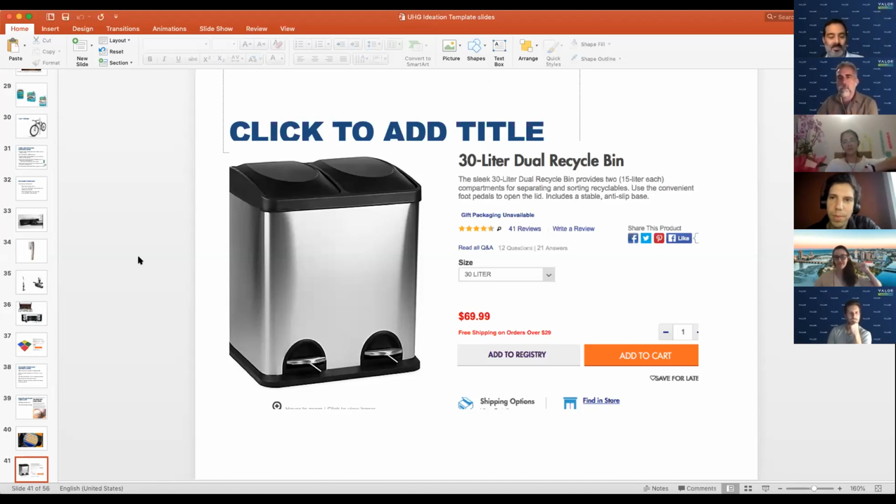Now, what happens if it's out in your garage? You don't remember to recycle. Oh, but wait a second. What if I just multiply the trash can, but give it a slight change? One is for trash, one is for recycling. And now a process that was otherwise complicated, I've made super simple. Okay, so innovation from multiplication.